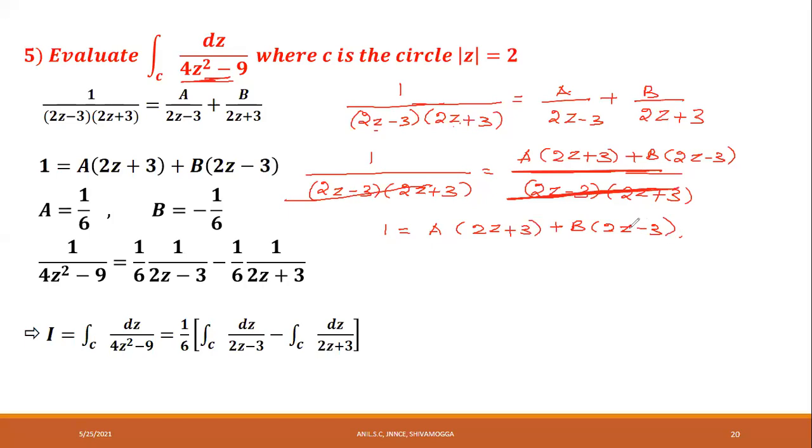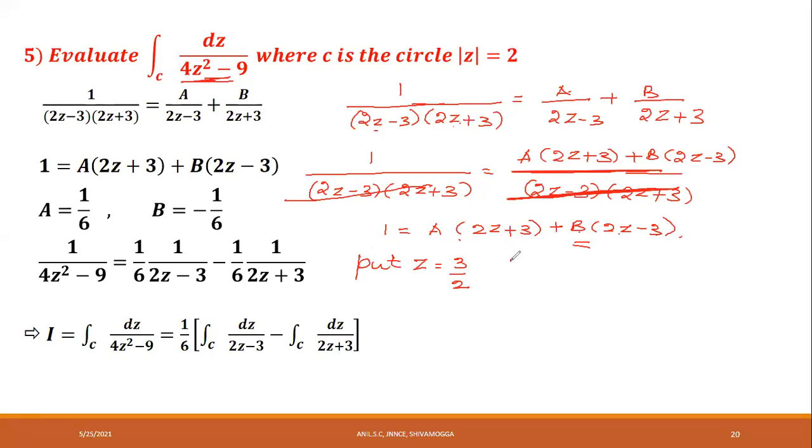Now let's find the constants a and b. For what value of z does b vanish and a exist? For what value of z does b vanish? If z is equal to 3 by 2, then 2 into 3 by 2 is 3, 3 minus 3 is 0, and 0 into anything is 0.